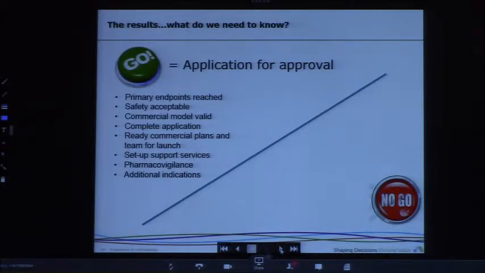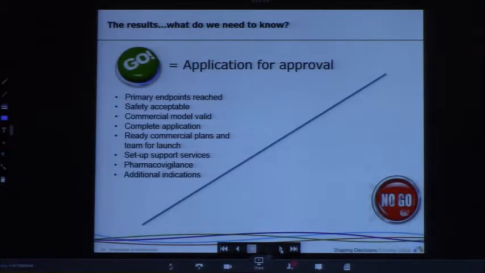We get to the end of phase 3, we've got all our data, we're now going to make a submission to registration. We just have to make sure that the commercial model is still valid. In the 16 years that it's taken us to do our phase 3 study, has the market moved so that we don't want to bring the product to market anyway?